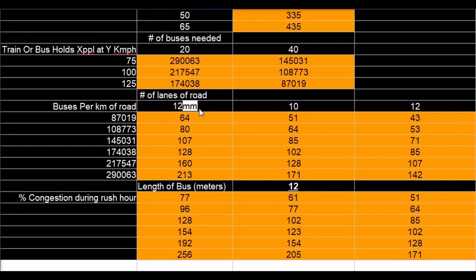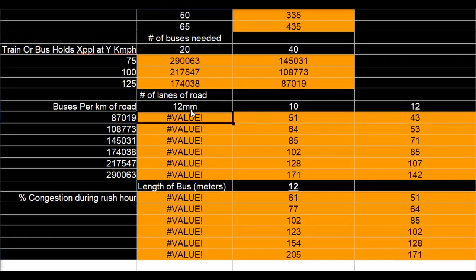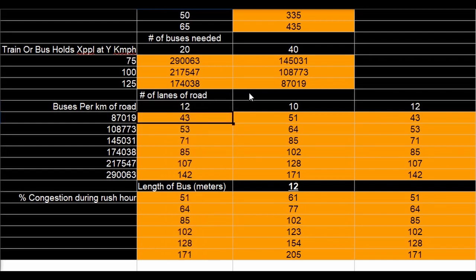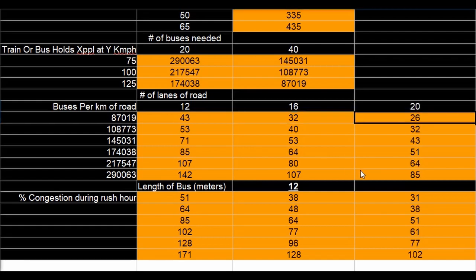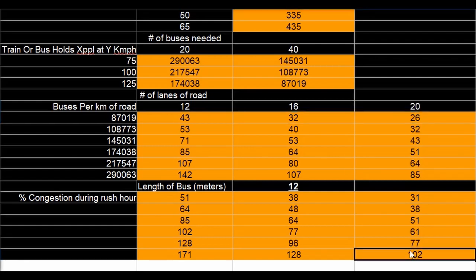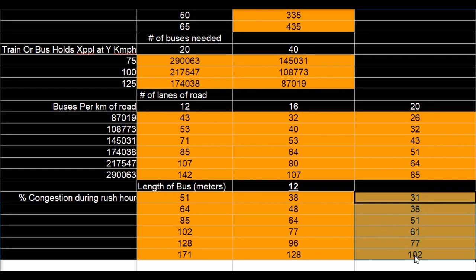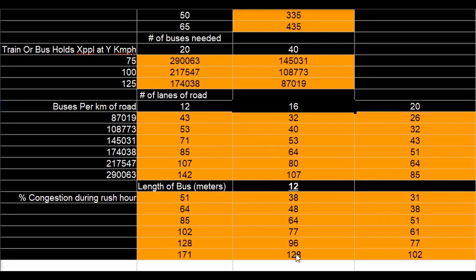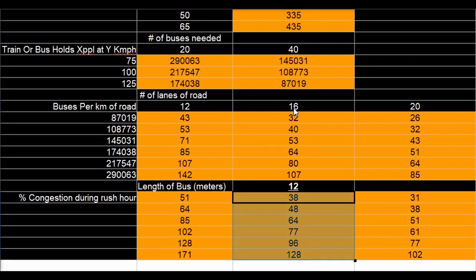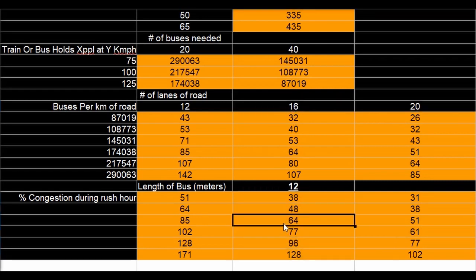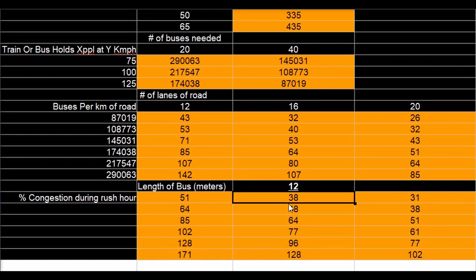So then let's say we go to 12, 16, 20. 10 lanes on each side. Now we're finally clear in all scenarios with this. Let's say it's not as bad. We have 8 lanes on each side. This is looking pretty good. Our best case scenario is still 40% congestion.